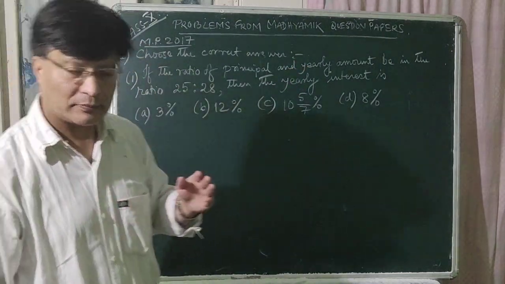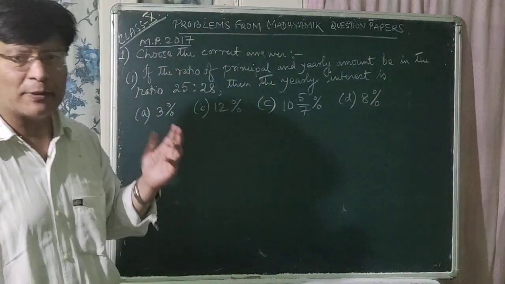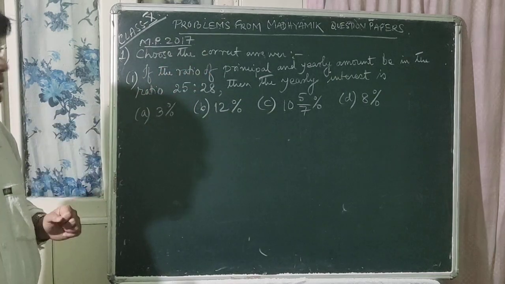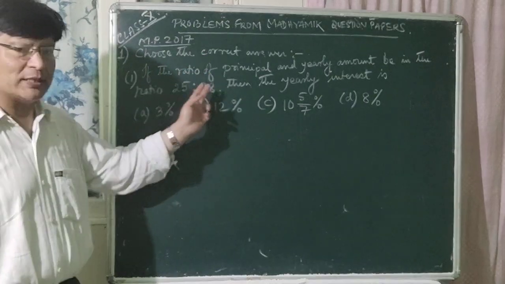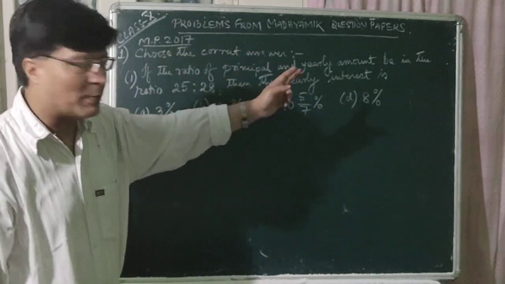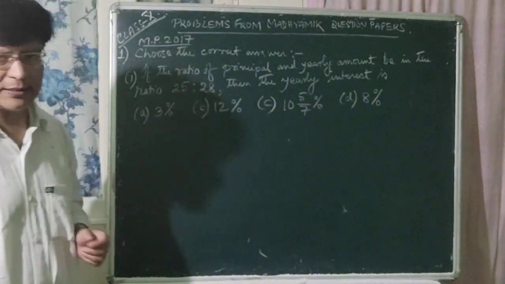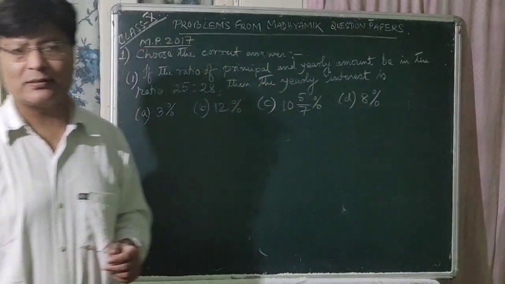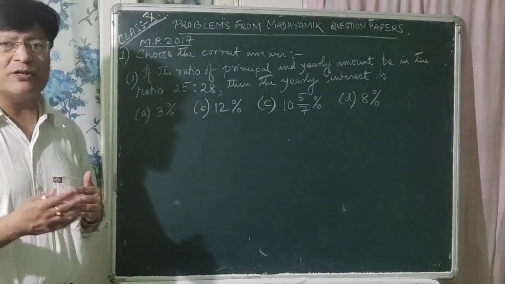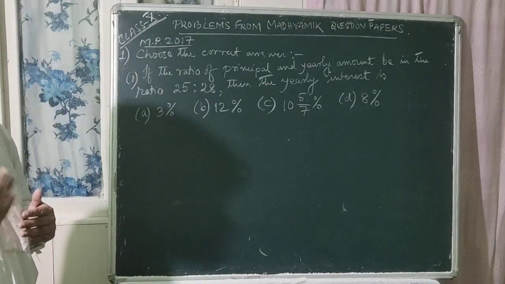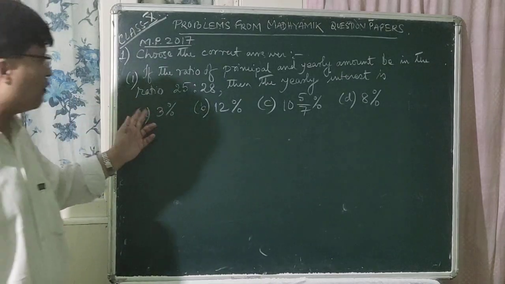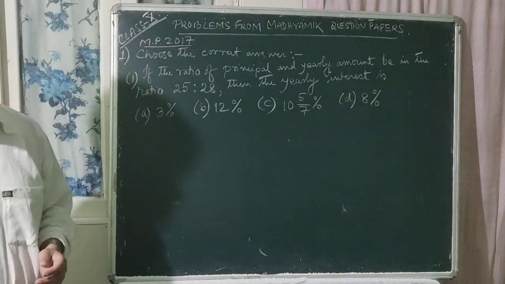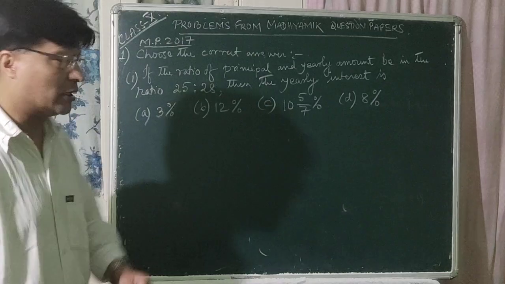That means here the ratio between the principal and the yearly amount, yearly means 1 year, is given as 25:28. That is, principal is to amount is equal to 25:28. So it is given, okay. Then you have to find out the rate of interest per annum. So 4 options are given here. You have to choose the correct option, right? So let's do this question now.